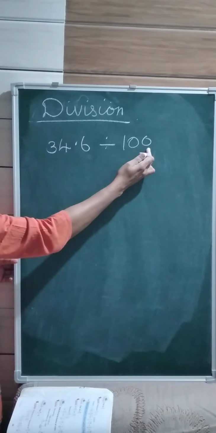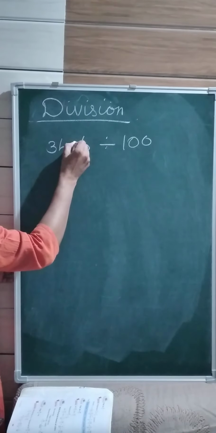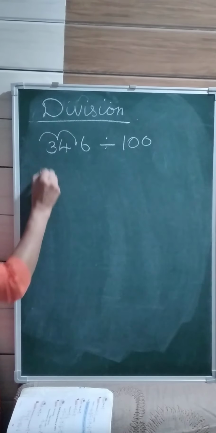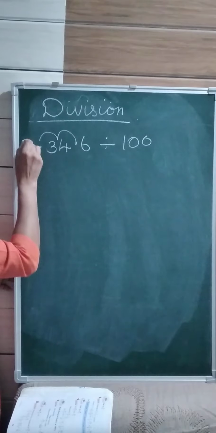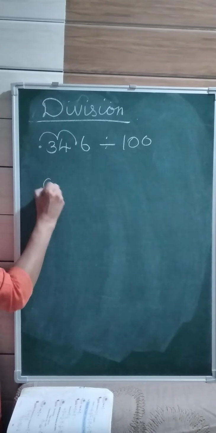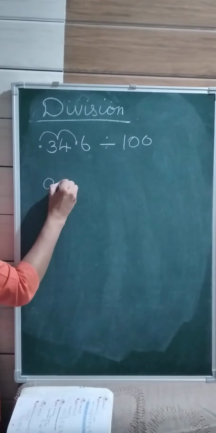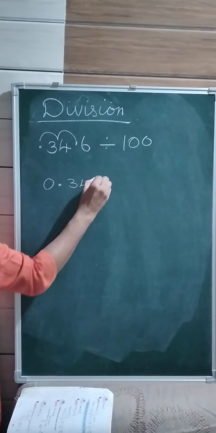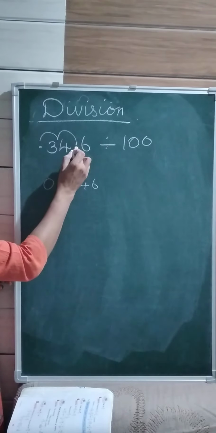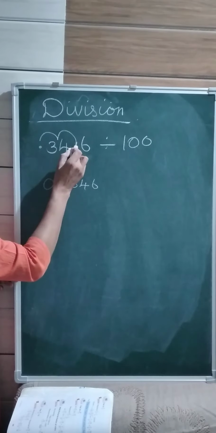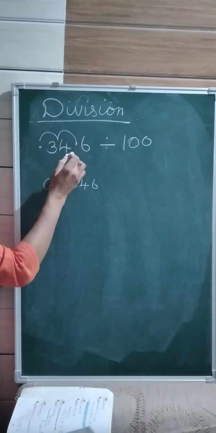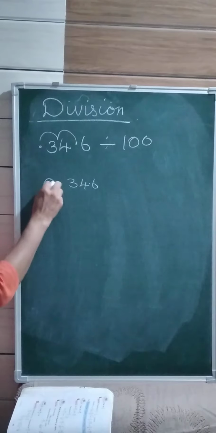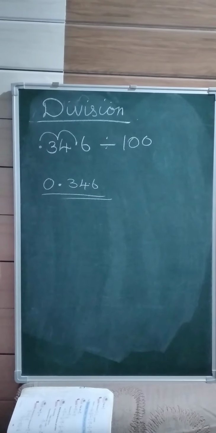How many zeros are here? 2 zeros are here. So we have to move 2 places backward. So the decimal will be like this way. Here the whole number part is not there, so you can put 0 for the whole number part: 0.346. Now no need to put the point here, the point is here. With the point we are jumping. So 0.346 is the answer.